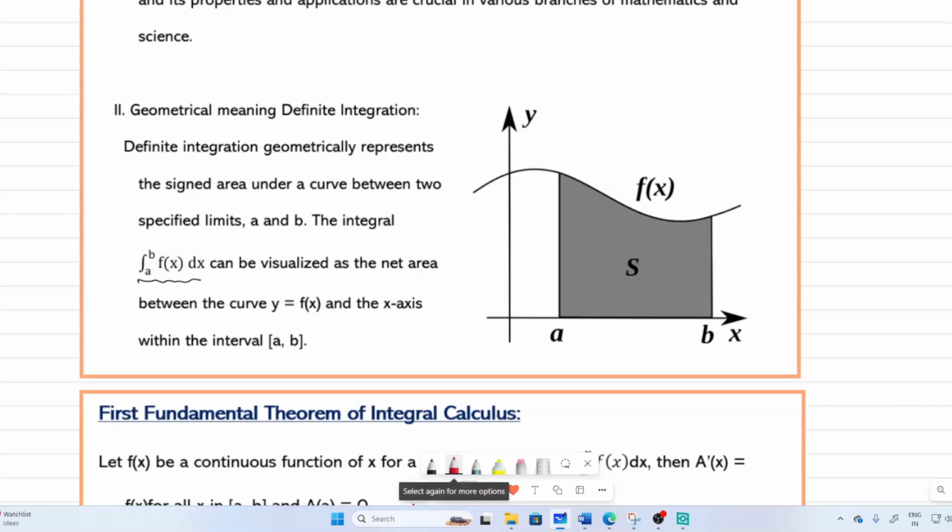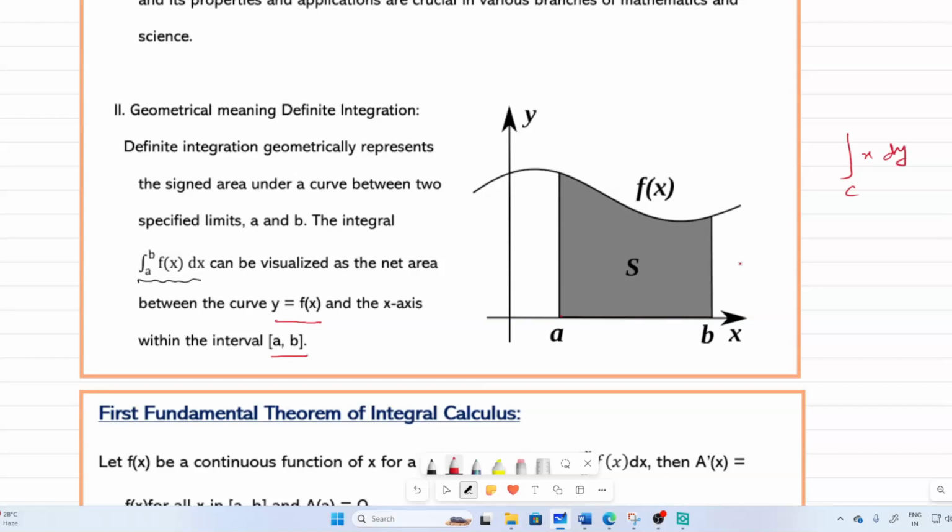a to b f(x) dx will represent the area of this portion bounded with the x-axis. The function is continuous in this interval, the function is y equal to f(x). So the geometrical meaning of definite integration is that it will represent the area bounded by a curve with the x-axis. But not only with the x-axis, in the same manner you can find the area bounded by it with the y-axis. When you are going to find it with the y-axis, then you have to express x in terms of y, and the formula for that integration will be x multiplied by dy.